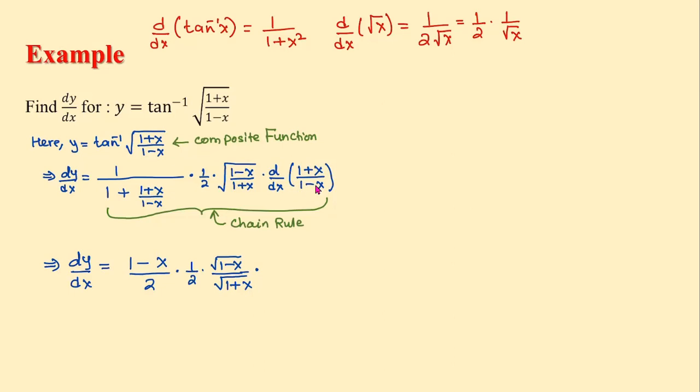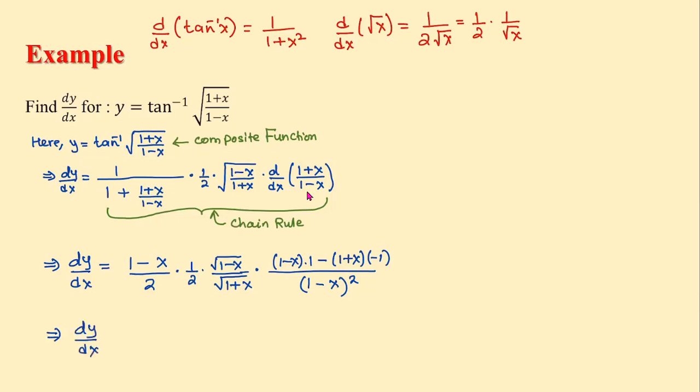While using the quotient rule, we say denominator, which is 1 minus x, multiplied with the derivative of numerator, which is 1, minus numerator, 1 plus x, times the derivative of denominator, which is negative 1, divided by the square of the denominator. So that will be 1 minus x quantity squared. Okay, let's simplify further.